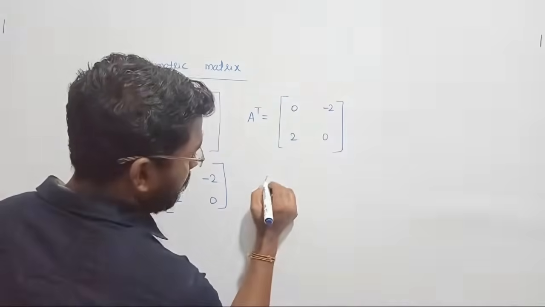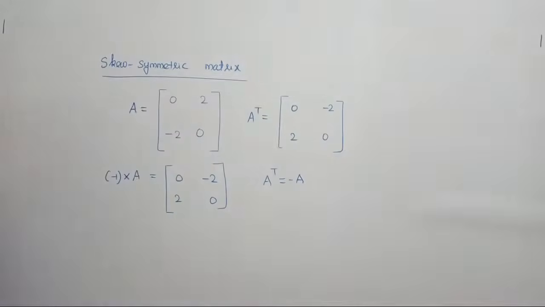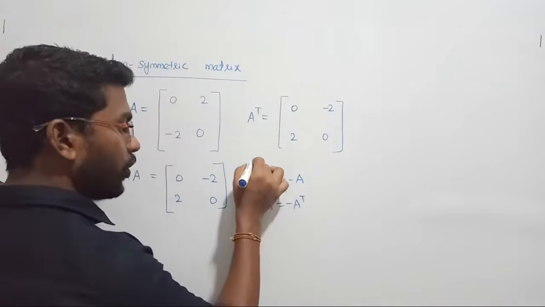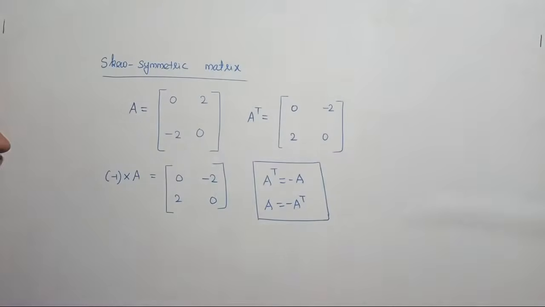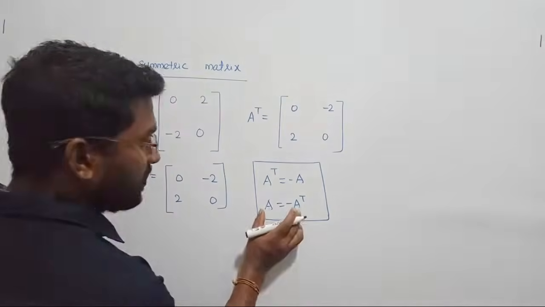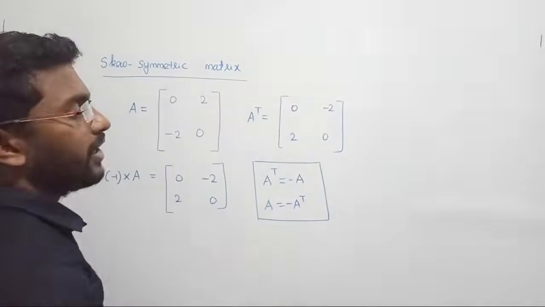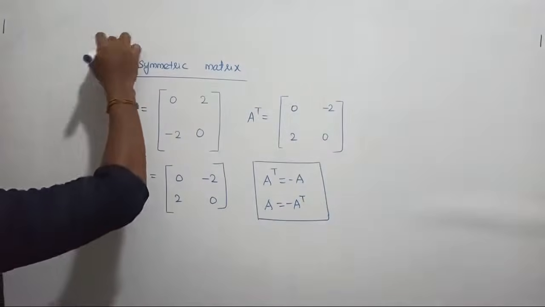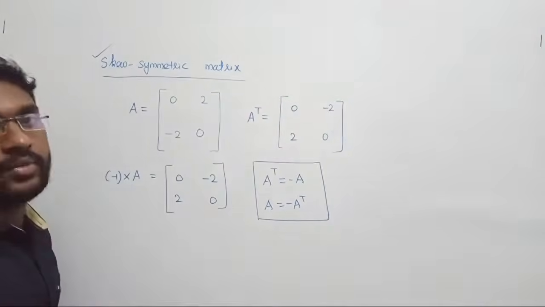A transpose is equal to minus A, or I can also reverse this property: A is equal to minus A transpose. Do you agree? Yes, you have to agree with me. That is called a skew symmetric matrix. Skew symmetric means A transpose will become equal to minus A. Any matrix which satisfies this condition is simply called a skew symmetric matrix.